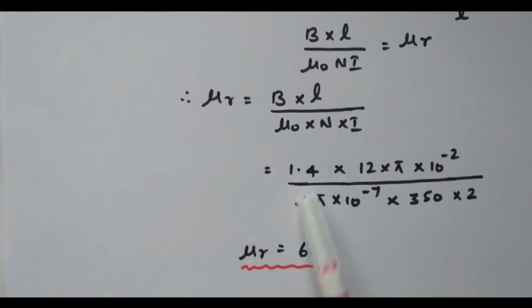B is 1.4, length is we calculated 12 pi into 10 to the power minus 2, mu naught is the constant absolute permeability 4 pi into 10 to the power minus 7, the number of turns is 350 and the current is 2 ampere. So by simplifying this, we got mu r equal to 600. The relative permeability of the iron ring, the mu r value, is 600. Now we will go to the fourth problem.